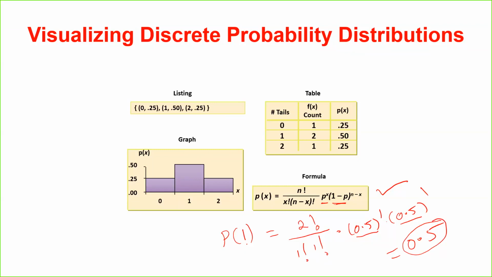So 0.5 is this. This is another way that you can express probability distributions, which is important, especially when you're dealing with continuous cases. Okay. So let us proceed.